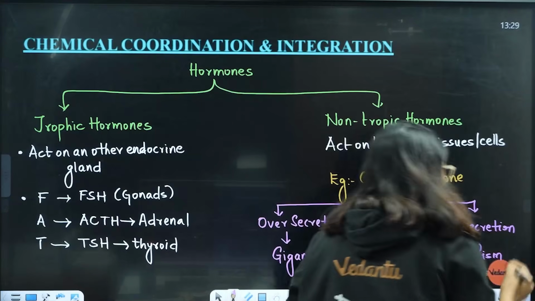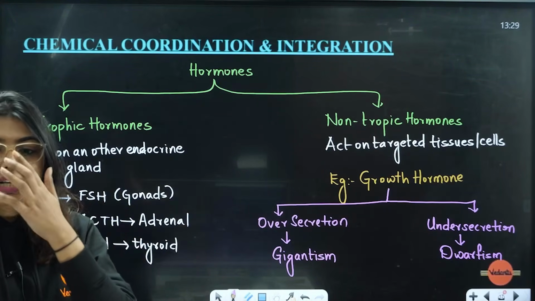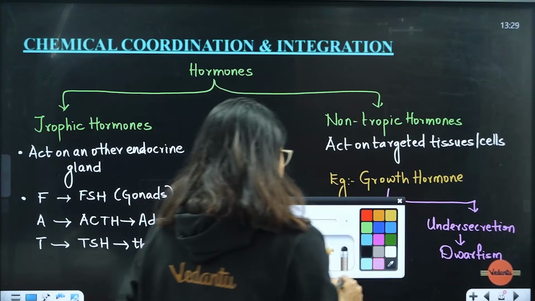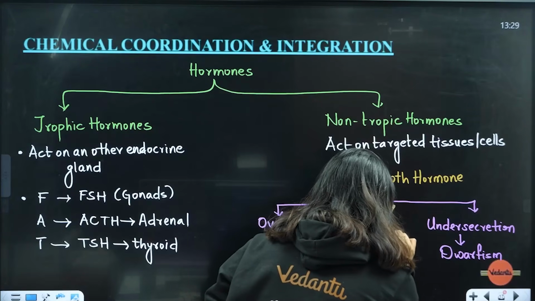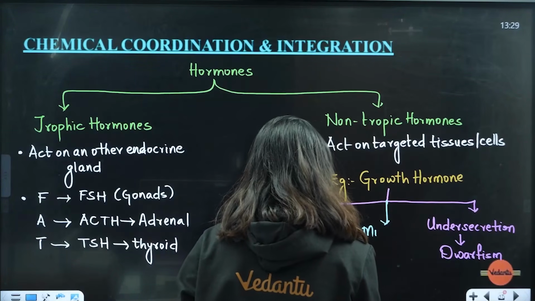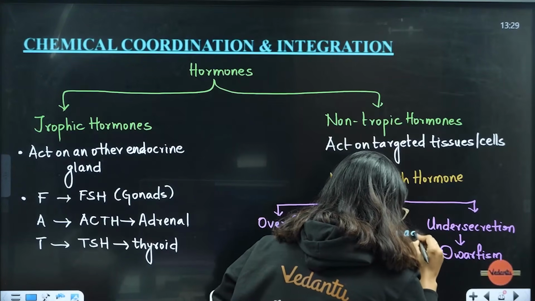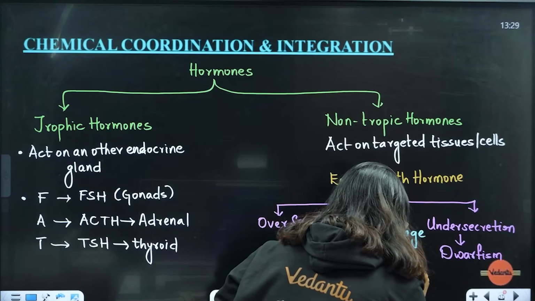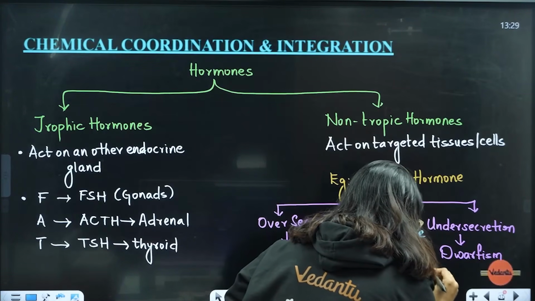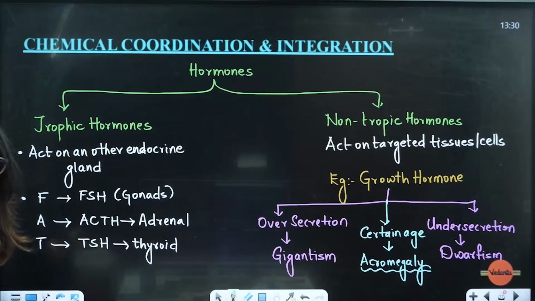Okay, dwarfism. Now in the middle age, after a certain point, students, if the growth hormone increases after a certain age, then we call it acromegaly. The pronunciation is a little different, so don't go by pronunciation, look at the spelling.